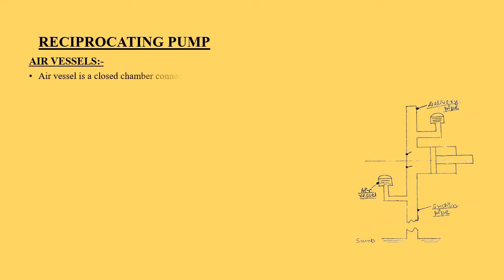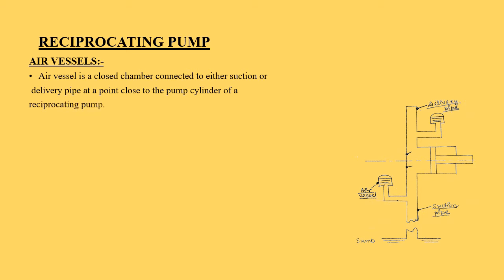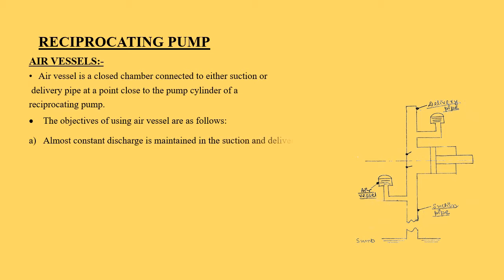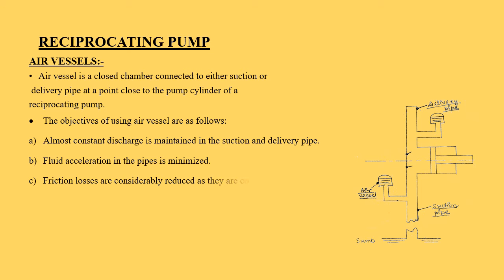Air vessel is a closed chamber connected to either the suction or delivery pipe of a reciprocating pump at a point close to the pump cylinder. The air vessels are used in reciprocating pumps to maintain almost a constant discharge in the suction and delivery pipe, to reduce or minimize the fluid acceleration in the pipe, and to reduce the frictional losses in the suction and delivery pipe.